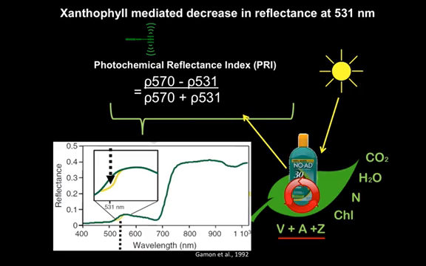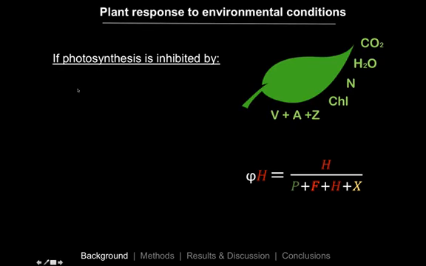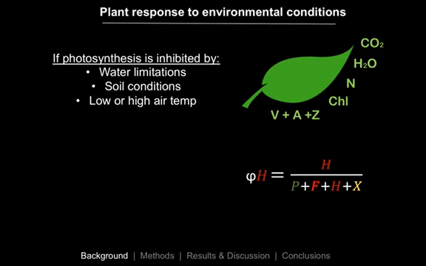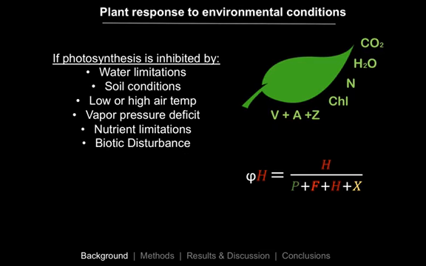xanthophyll pigments. So now if we're really interested in crop stress or plant stress, we're interested in how this plant is responding to abiotic or biotic conditions. So if we take our leaf here and we think about photosynthesis being inhibited by any number of potential stressors, one might be water limitations, could be poor soil conditions, low or high air temperatures, vapor pressure deficit, nutrient limitations, some sort of biotic disturbance.